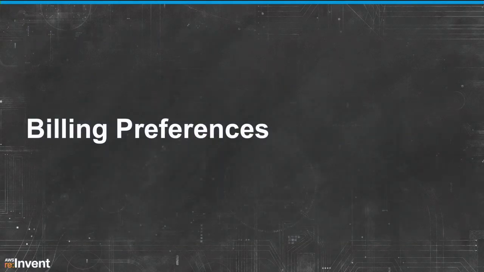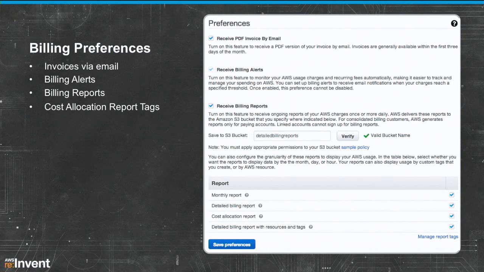Next section I want to get into is billing preferences. On the billing preferences page, you have a number of configurable preferences. First one being you can elect to have your invoice PDF attached to your monthly statement email that we send out. By default, you don't get the PDF attached. You just get a statement.